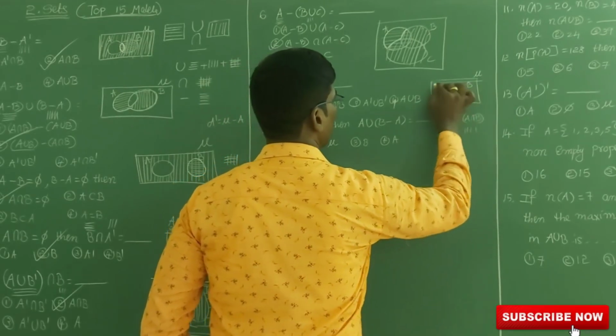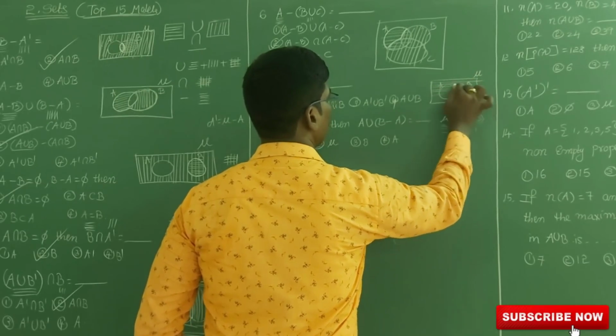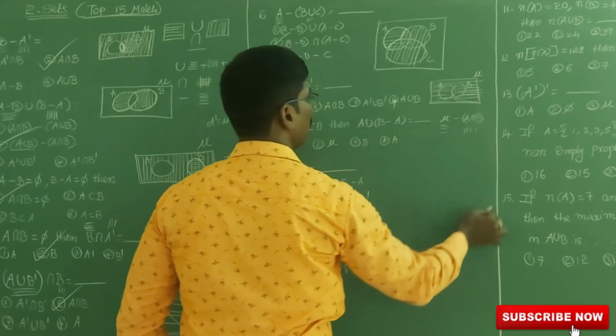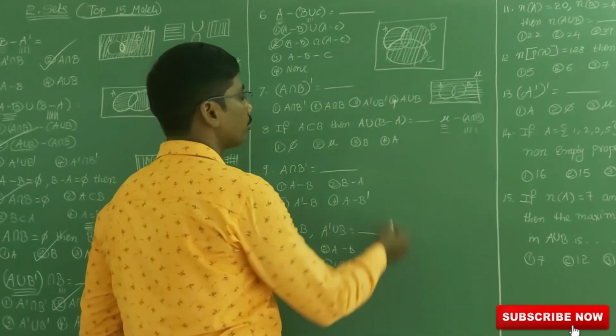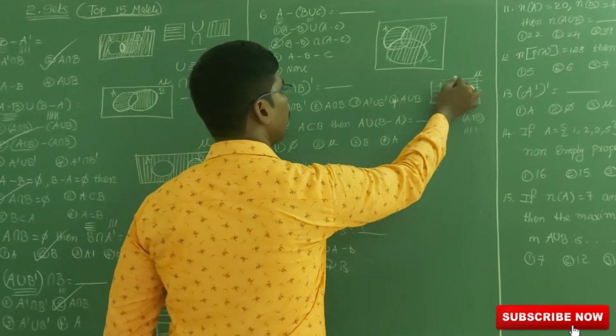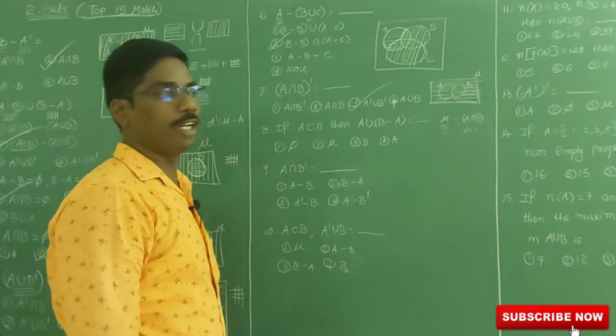Now minus means this one. So this will be A dash union B dash. So A dash means these are all, B dash means these are all. So the answer is A dash union B dash.